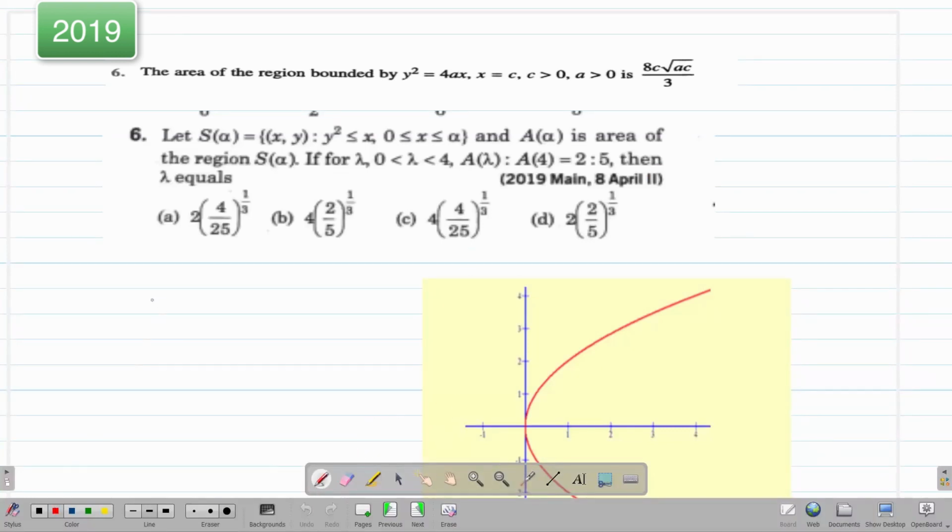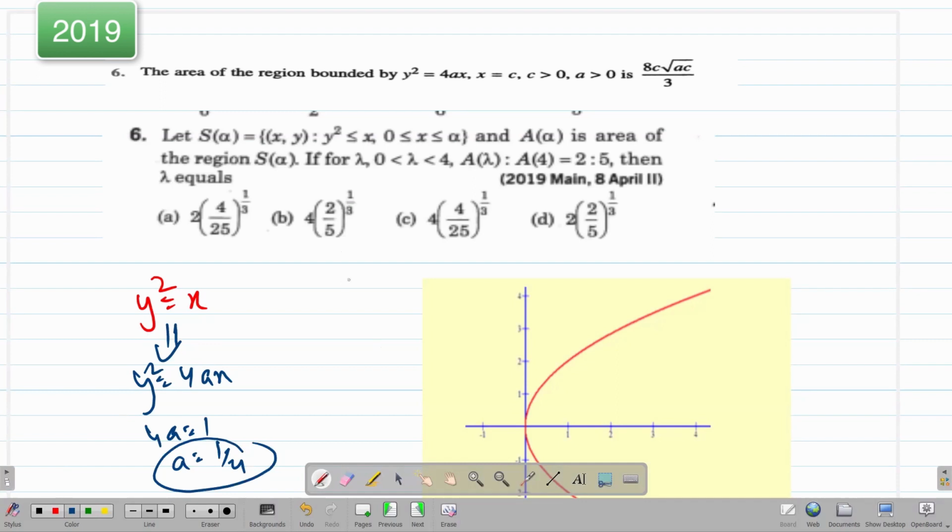Since the parabola here is y square is equal to x, this is comparable to y square is equal to 4ax type, where 4a is equal to 1, so a is equal to 1 by 4. And the lines given are one, x equal to 0, that is the y-axis, and another, x equal to alpha.